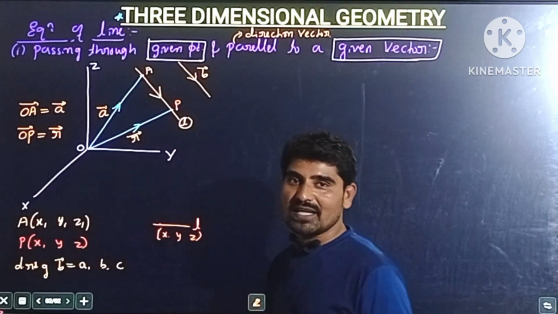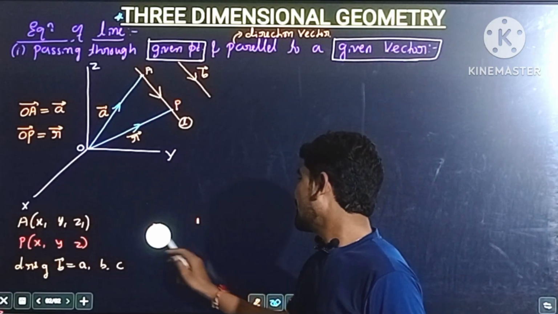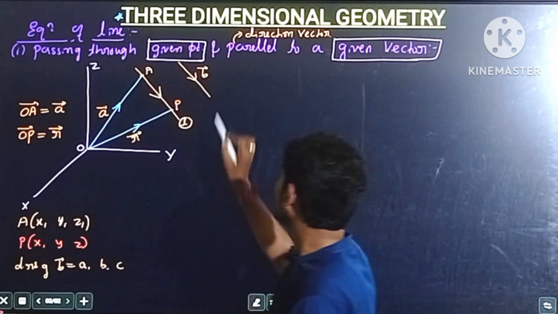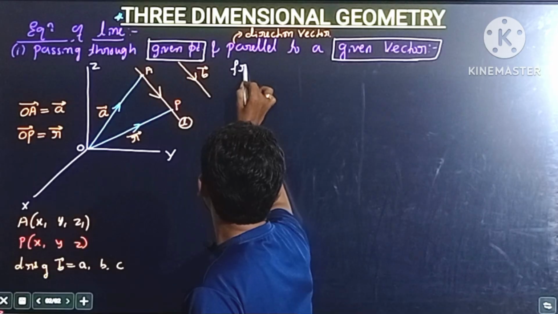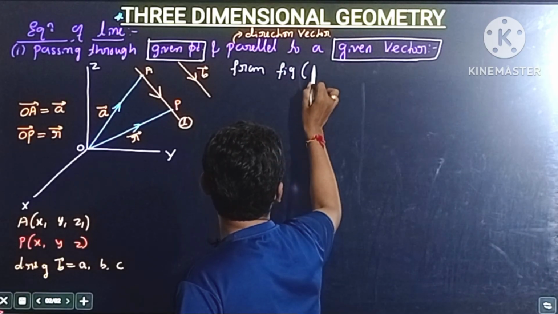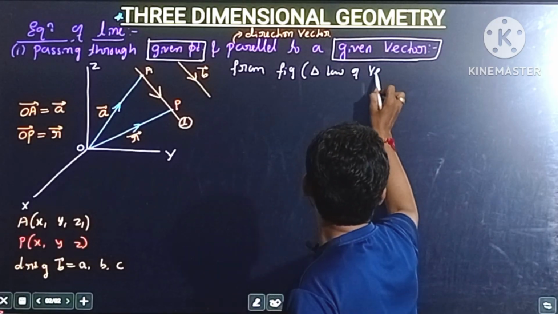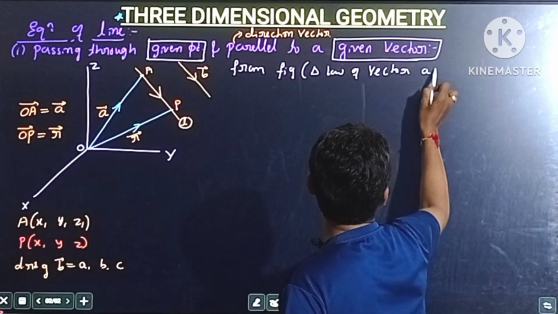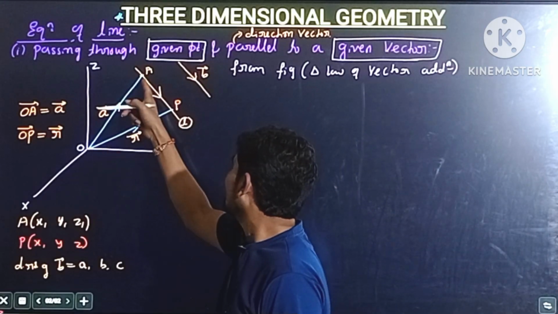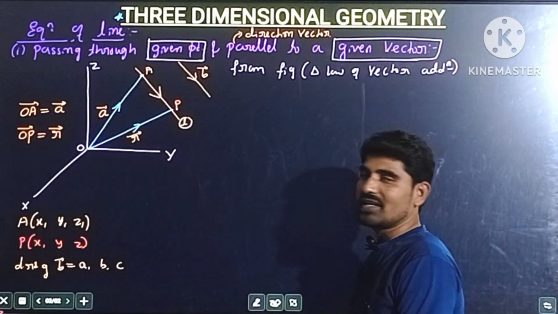OAP is one of the triangles. From the triangle law of vector addition, from the figure, OA vector plus AP vector is equal to R vector, or OP vector.